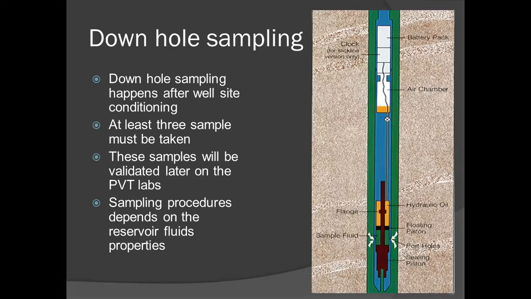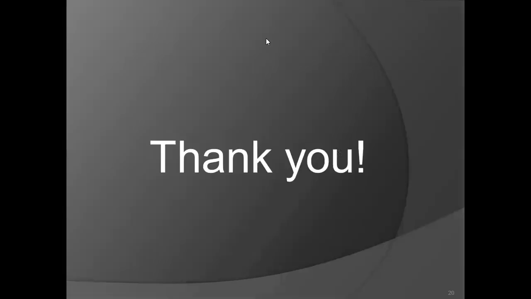Sampling procedures depend on the reservoir fluids as well. The sampler tool here has pressure gauges on each wireline. It has a clock chamber which opens and lets the fluid come in slowly at constant pressure. Then an air chamber, which is a piston chamber, is responsible for closing the chamber again.